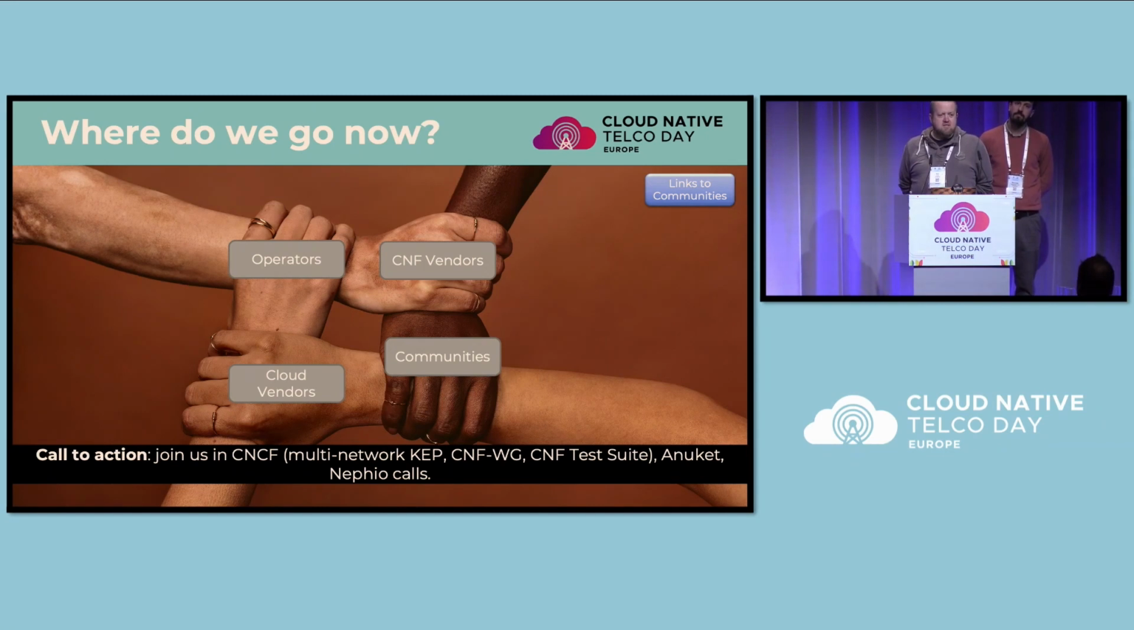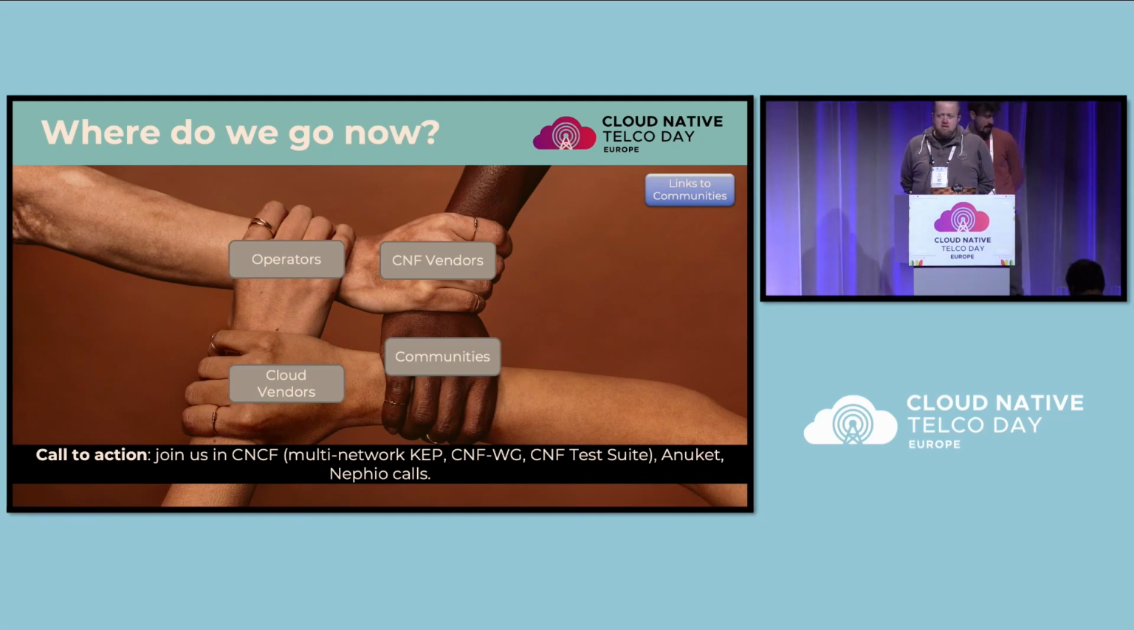The operators, as was mentioned in the Swisscom talk, all the technology in the world can't solve the ways of working that we need to modernise. CNF vendors, we need to work together to modernise the way that the CNFs are lifecycle managed and configured, so we're moving away from the legacy approaches.